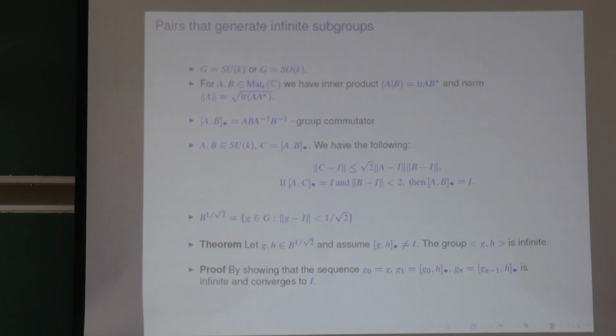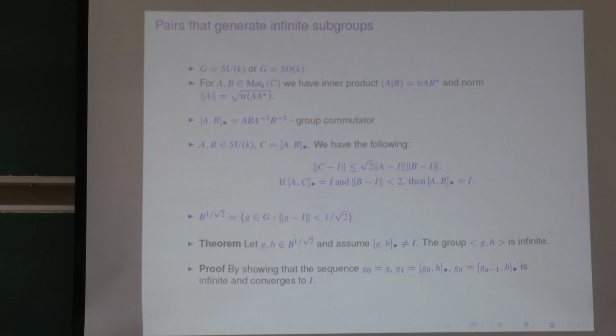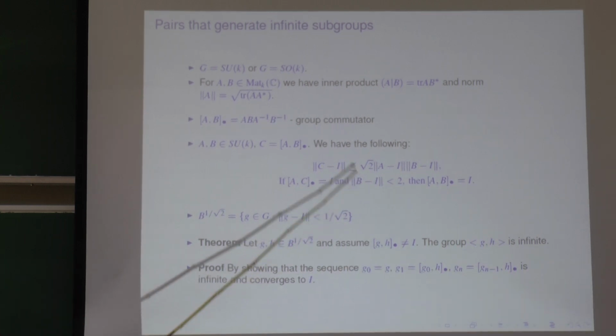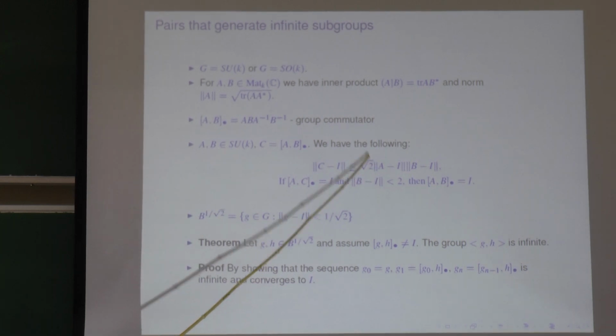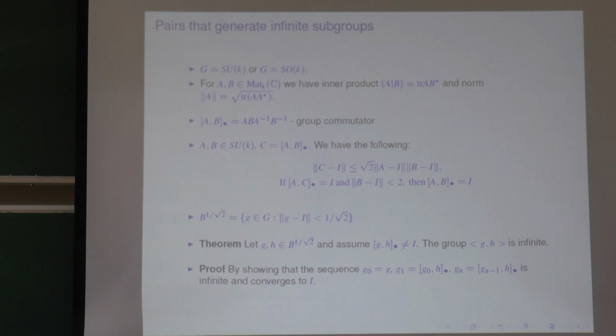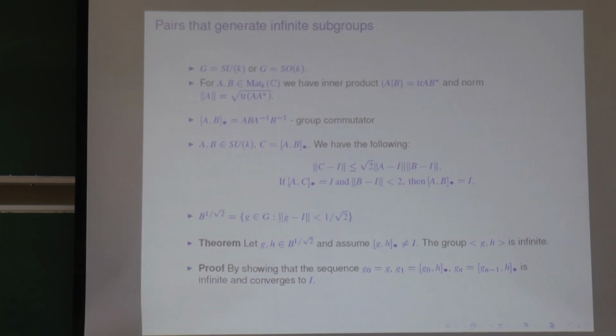So now the theorem says that if G and H belong to this ball, so if the distance from the identity is smaller than 1 over square root of 2, and if those elements do not commute, then they generate an infinite group. You can deduce it just using those inequalities, and you do it by showing that the sequence you should consider is G0 equal to G, G1 is the commutator of G0 with H, and Gn is the commutator of Gn minus 1 with H. When you look at these inequalities, the square root of 2 is designed in such a way that this sequence will converge to the identity, and the second inequality says that there won't be any n for which it is identity. So it's really converging to identity, and it means that the group is infinite.